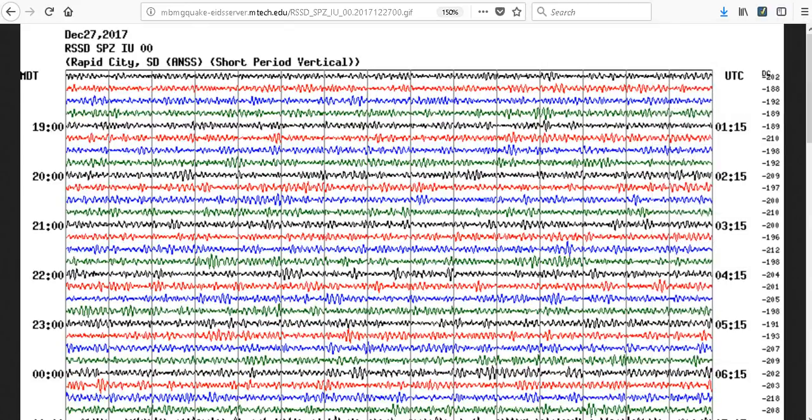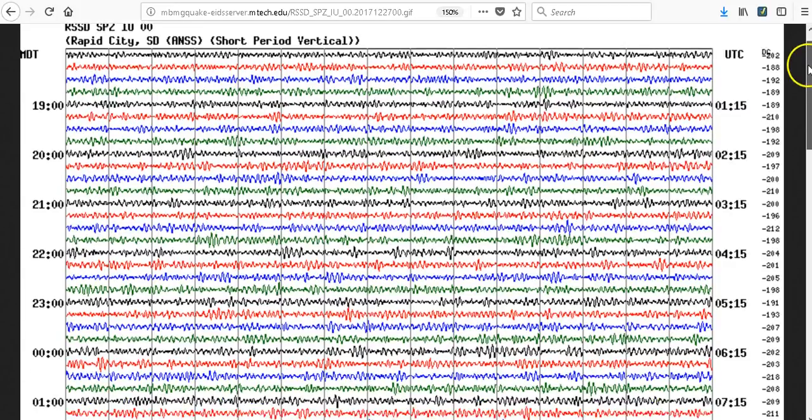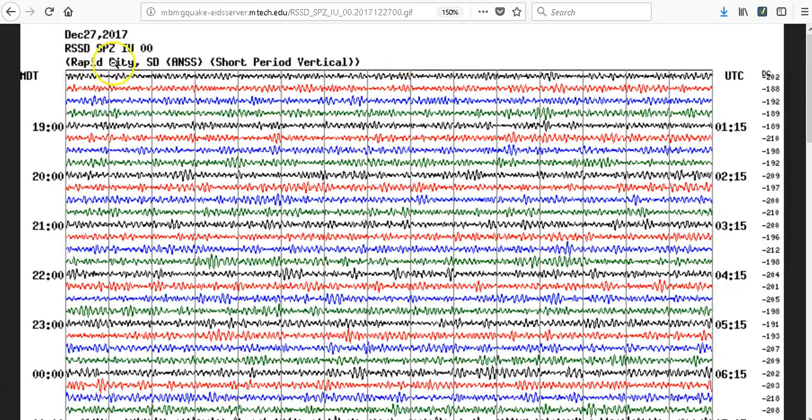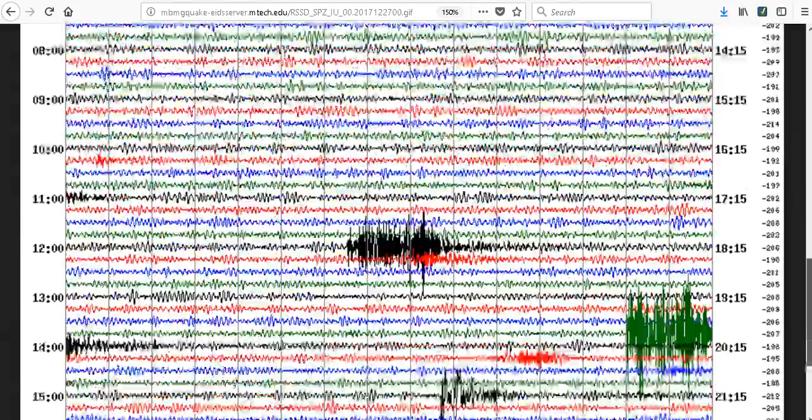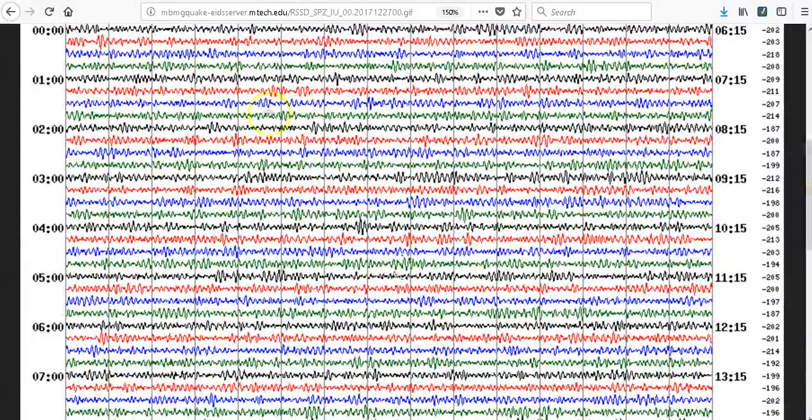And by the way, guys, remember, this is showing on all the graphs. This is showing on virtually every single Montana Tech graph and virtually every single ANSS station in the entire United States, guys. This isn't just showing on some. This is showing on all ANSS stations over the entire country. Look at this. This is the same thing: RSSD, SPZ, IU, OO, Rapid City, South Dakota, ANSS, Short Period Vertical. Same graph, guys. Look at that. Do you not see those jagged up and down movements?